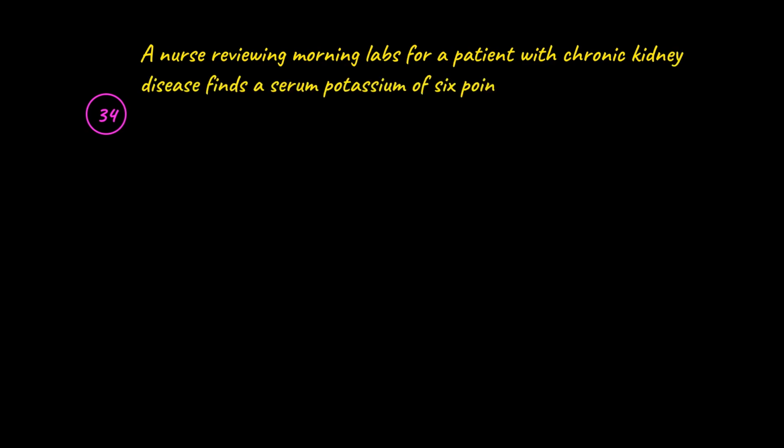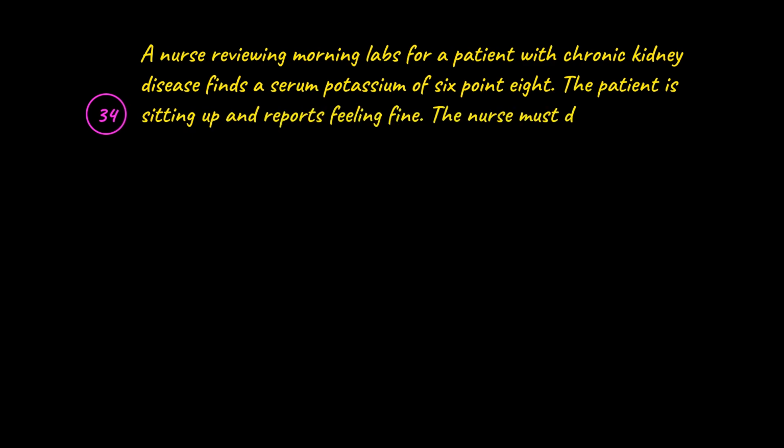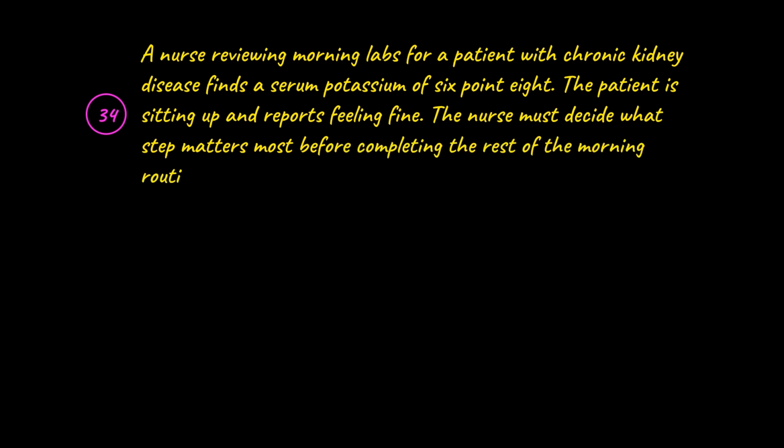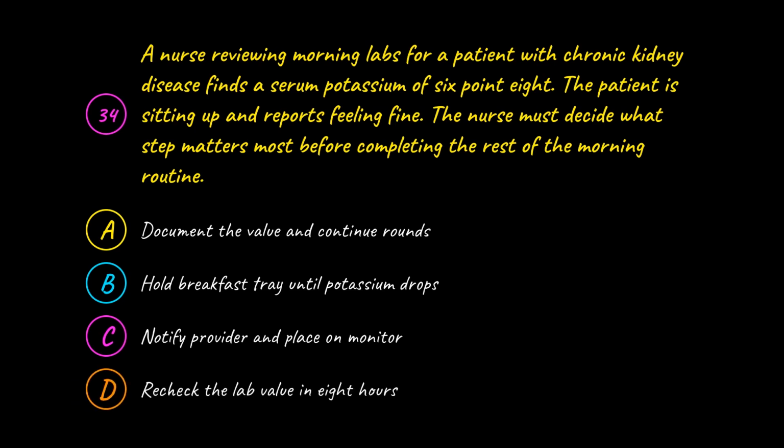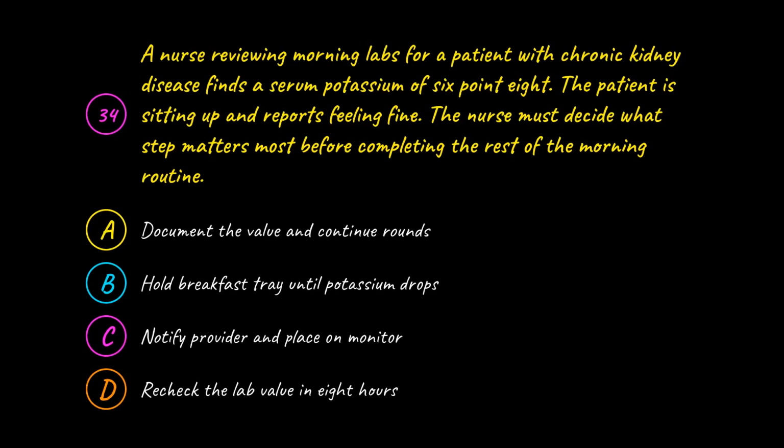Question 34. A nurse reviewing morning labs for a patient with chronic kidney disease finds a serum potassium of 6.8. The patient is sitting up and reports feeling fine. The nurse must decide what step matters most before completing the rest of the morning routine. Your options are: A. Document the value and continue rounds. B. Hold breakfast tray until potassium drops. C. Notify provider and place on monitor. D. Recheck the lab value in 8 hours. Take a second. Which answer would you pick?